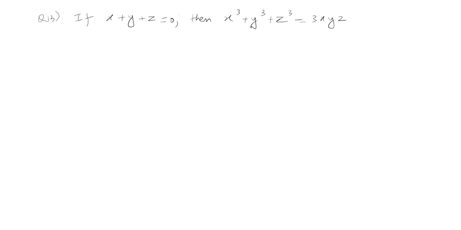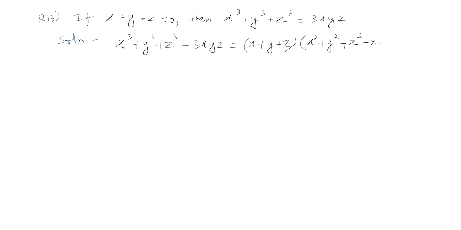So what I'll do first, this is the solution. I start like this. We'll write the identity first. We know the identity which I am going to use. That is x cube plus y cube plus z cube minus 3xyz is equal to x plus y plus z in one bracket, and in the second bracket we have x square plus y square plus z square minus xy minus yz minus xz.